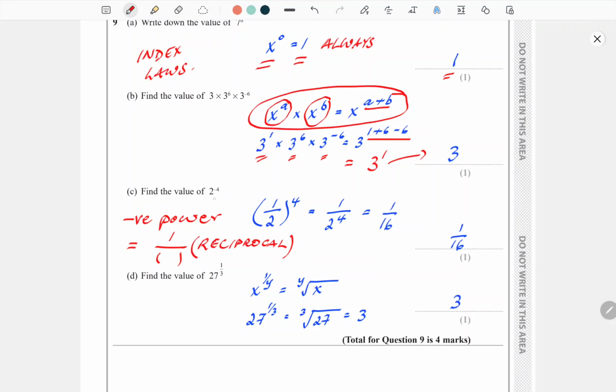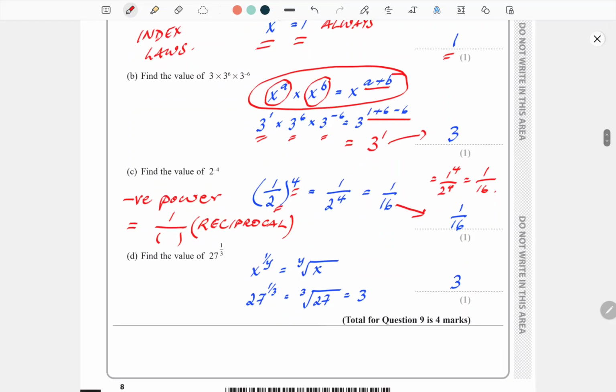Okay, so the reciprocal of 2 is a half, as you can see there, and that is then taken to the power 4, which is the same as, for example, you could write it as 1 to the power 4 over 2 to the power 4. 1 to the power 4 we know is 1. 2 to the power 4, as I've said here, is 16. All right, so the answer is 1/16. Okay, and the final one.